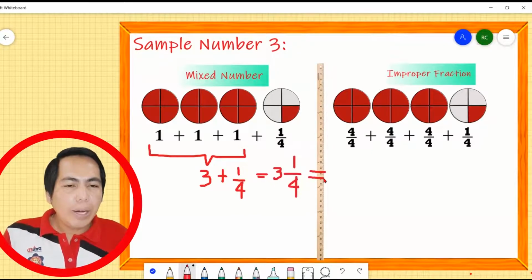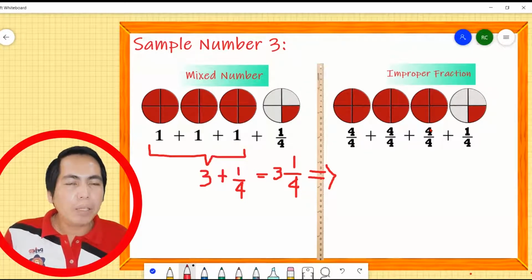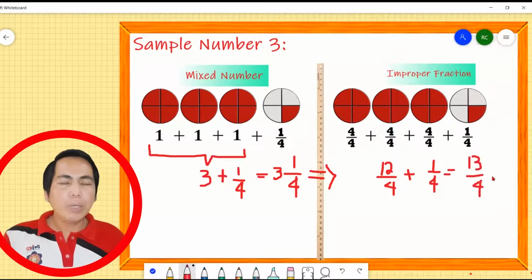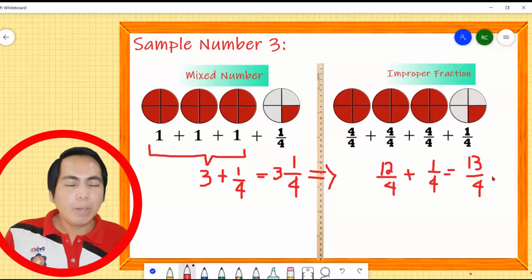Now, how do we write 3 and 1/4 in improper fraction? So 4/4 is just simply 1 whole. So 4 plus 4 plus 4 is 12 over 4. So 12/4 plus this 1/4 here will give us 13/4. So in other words, the 3 and 1/4 when written in improper fraction form is 13/4.